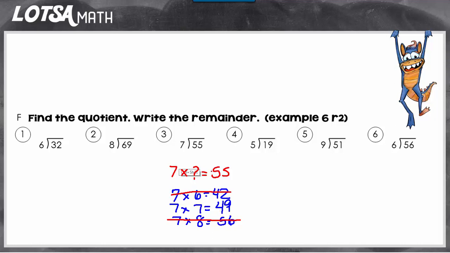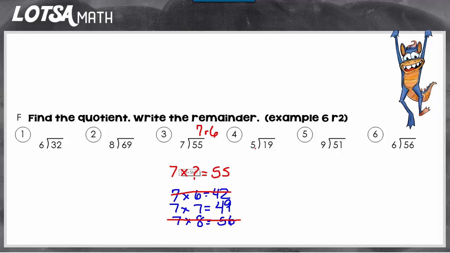So our answer is going to be 7. But it's not going to be exactly 7 because 7 times 7 is really just 49. So the difference between 49 and 55 is going to be your remainder. So 49, 50, 51, 52, 53, 54, 55. So your remainder is going to be 6. So 55 divided by 7 is 7, remainder 6.